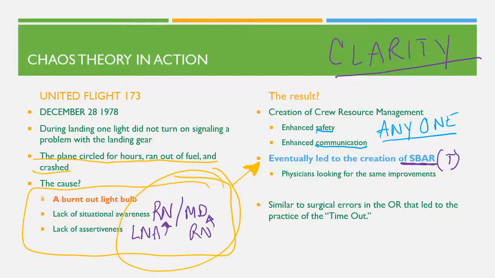Similarly, if you think about surgical errors in the OR that led to the practice of the timeout, things like that. So this one little issue way back in 1978, where only 10 people died, and I say only, I mean that's a lot, but still only 10 people died, then had this butterfly effect where eventually now the standard of care in medicine is to use this communication tool called SBAR, where we have saved probably hundreds, if not thousands, of lives annually. So that's the butterfly effect, and that's the chaos theory in action.